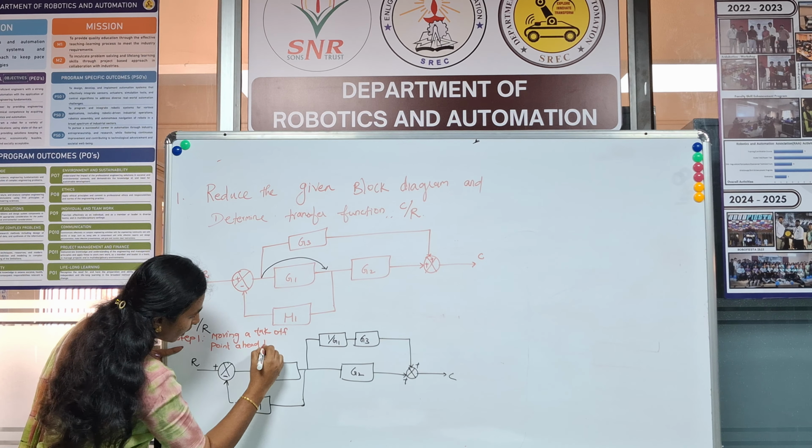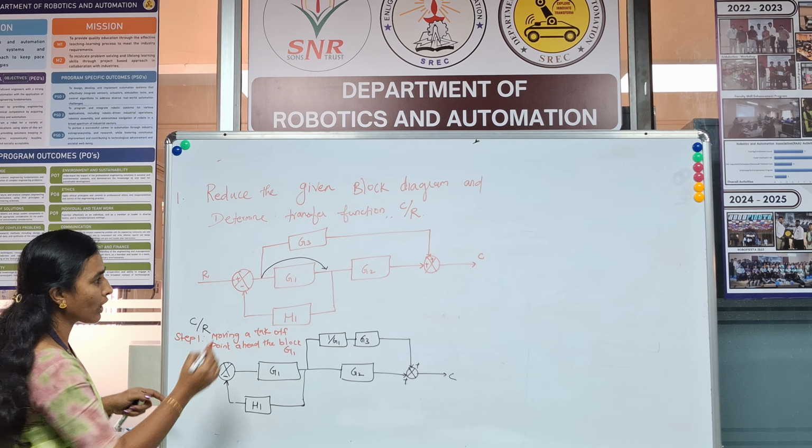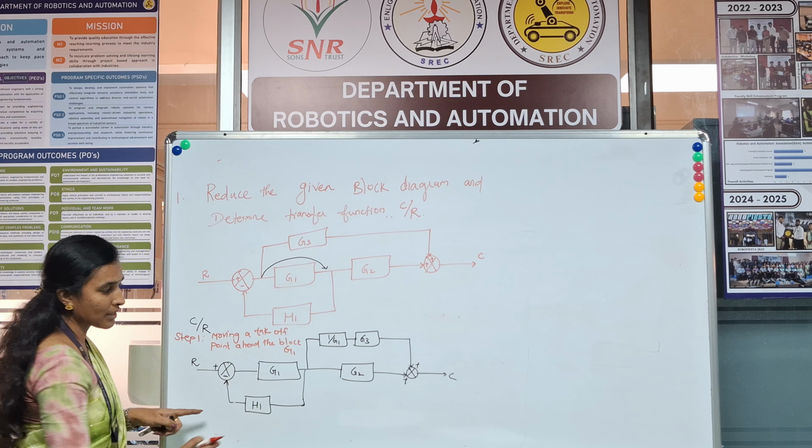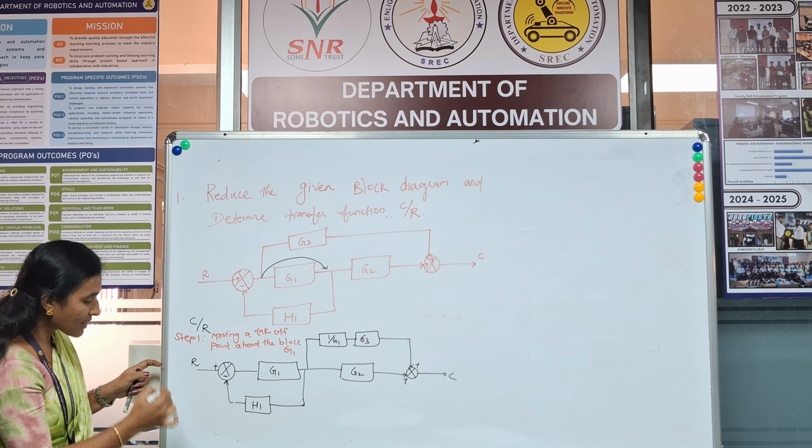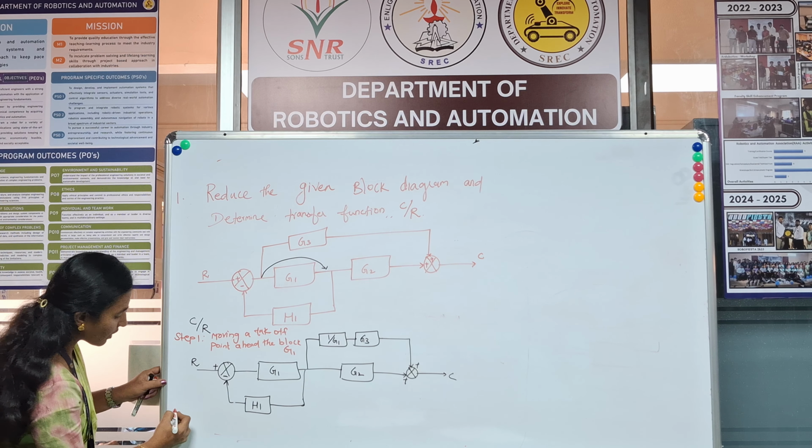The block which is G1, right? Ahead the block G1. So the first thing you have moved this point and you got some block diagram, right? So your next step is, you have to analyze what will be your next step to reduce. So you can see this G1 and H1, which is the feedback, right?